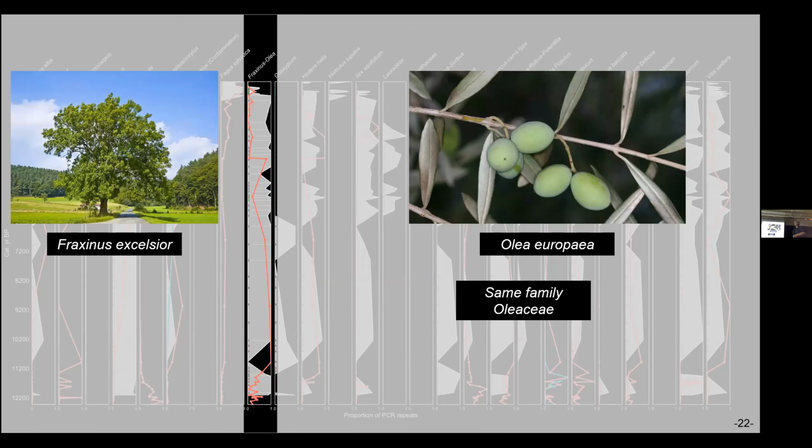Then there are some species or taxa that we can't really distinguish based on the marker that we use. In this case, Fraxinus and Olea have exactly the same sequence. So when we see it, we can't really tell whether it's coming from the olive tree or from Fraxinus. But Fraxinus is a common species that appears throughout the whole core, and it disappears in the last samples, which is basically the same as the pollen suggests. So this is all based on one marker on the chloroplast.